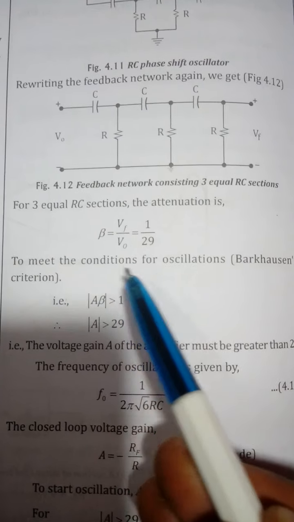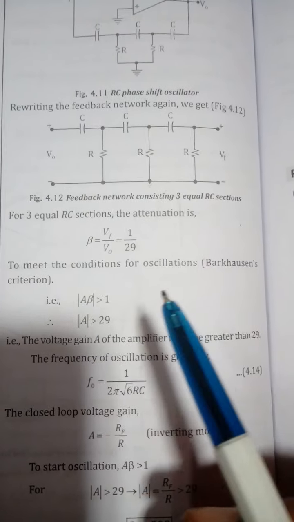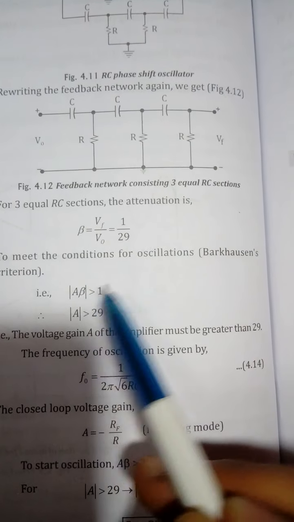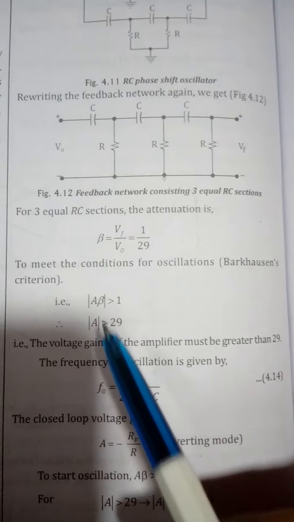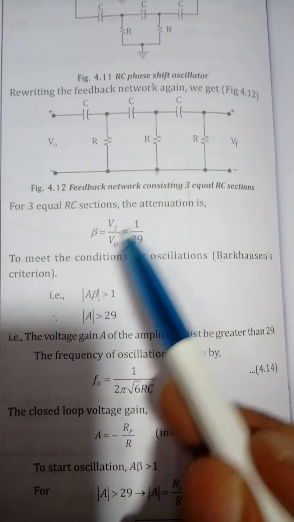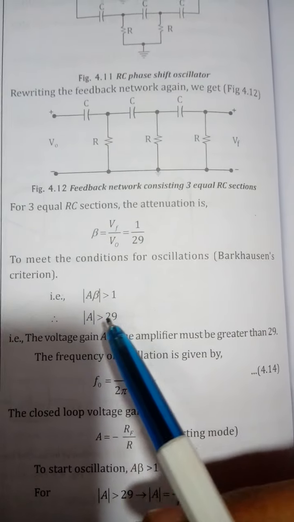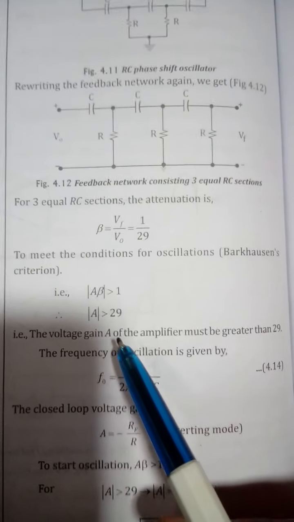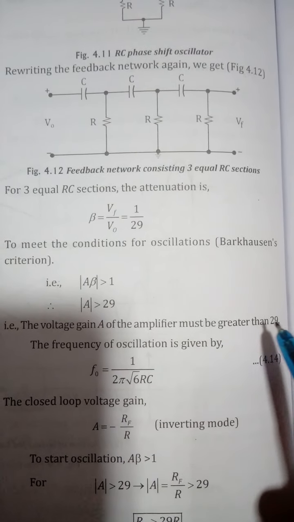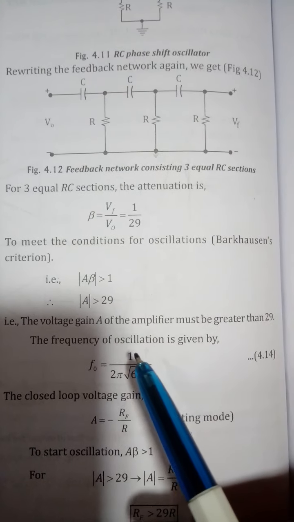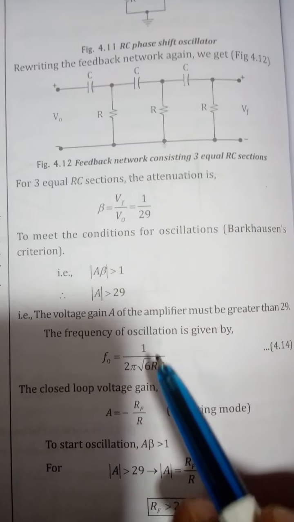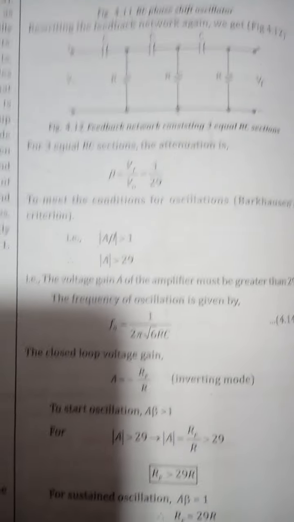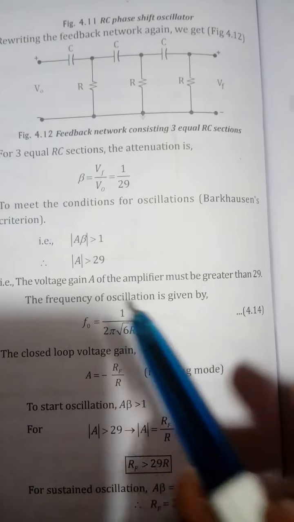To meet the conditions of oscillations, that is Barkhausen's criteria, modulus of A beta should be greater than 1. There is a unity, I told you, right? So for this one it is 29. Therefore, modulus of A is greater than 29. The voltage gain A of the amplifier must be greater than 29. The frequency of oscillation is given by f naught equal to 1 by 2 pi root 6 RC. So this is the frequency of oscillation.